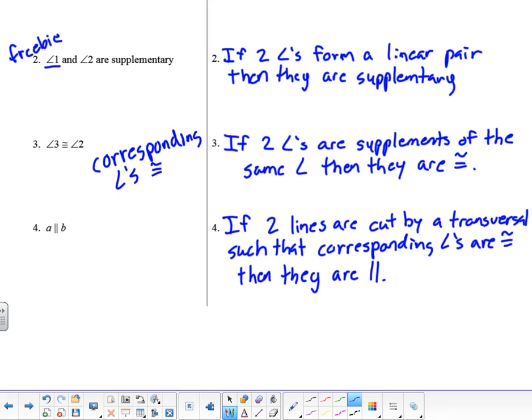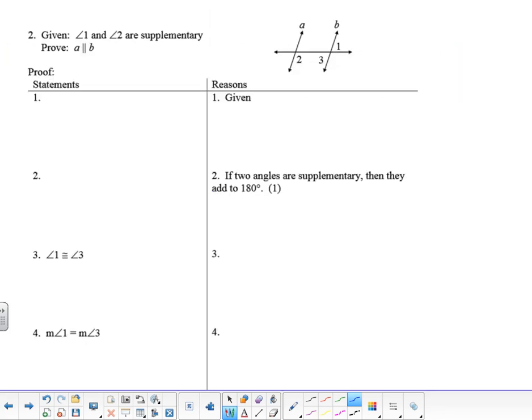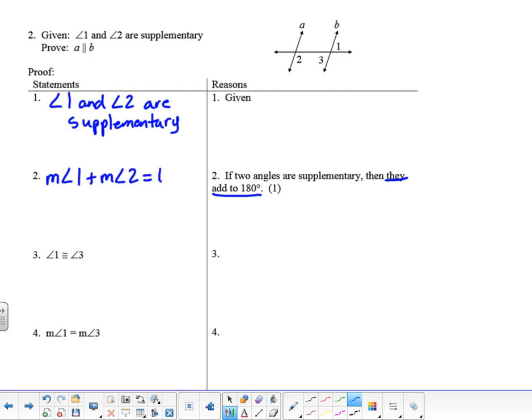Okay, so another way of getting there, and we've got one more question, okay, and it's angle 1 and angle 2 are supplementary, and we want to prove that A is parallel to B. So let's try that one out. All right, angle 1 and angle 2 are supplementary. Okay. So in the next step, the reason says if two angles are supplementary, then they add to 180. So that statement has to connect to whatever comes after, and that's just going to look like the measure of angle 1 plus the measure of angle 2 equals 180. Okay, so because they add to 180.